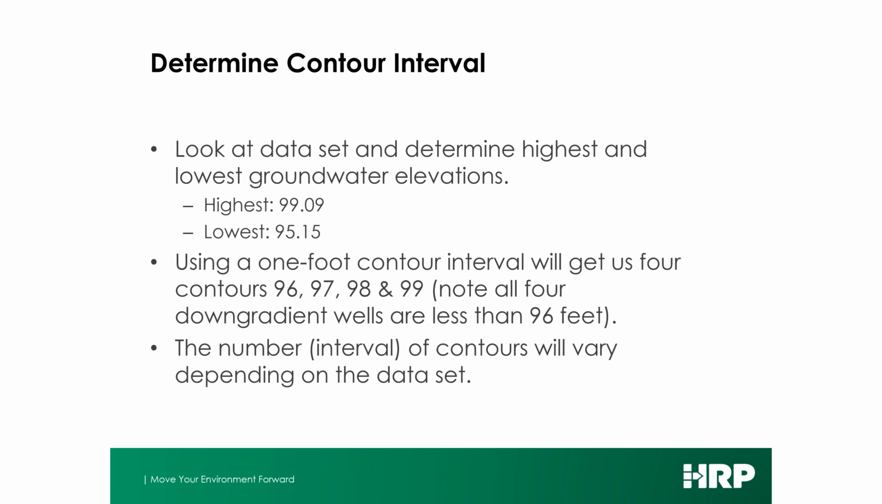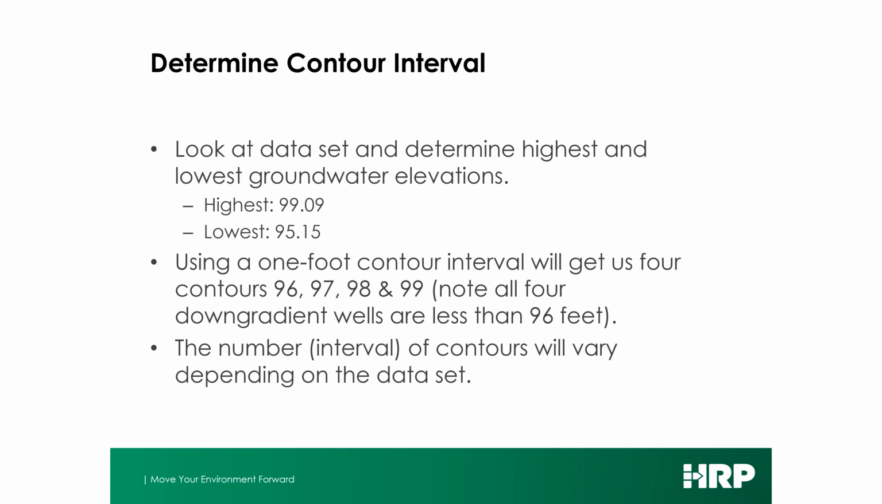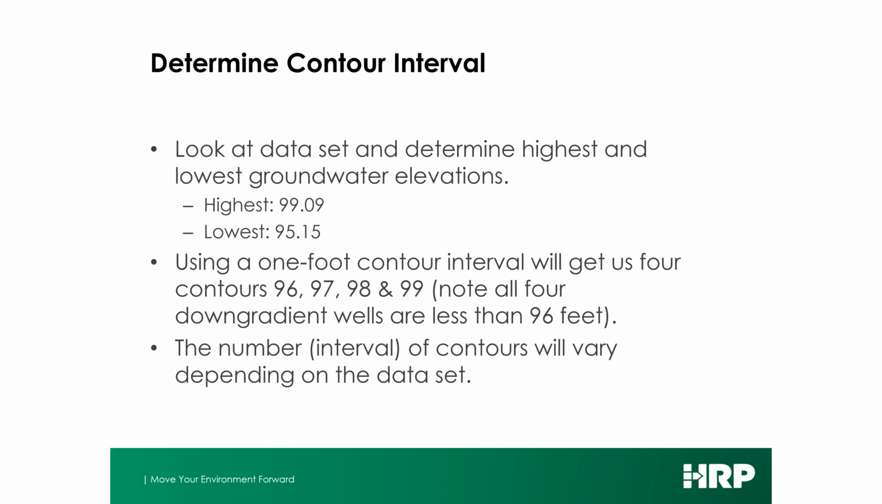So we're looking at the data set, determining what the highest elevation we have on the site is and the lowest. And somewhere in between there is where our contours are going to be, because that's the beginning and end of our data set. In this case, the highest was 99.09 at MW1, which was out in the parking lot area. And then down along the river, MW2 was the lowest at 95.15. These will come in handy as we think about this. So you look at that, you've got something a little more than 99 and stuff that's a little less than 96. And for a site like this, 1-foot contours would give you a real nice spacing in here.